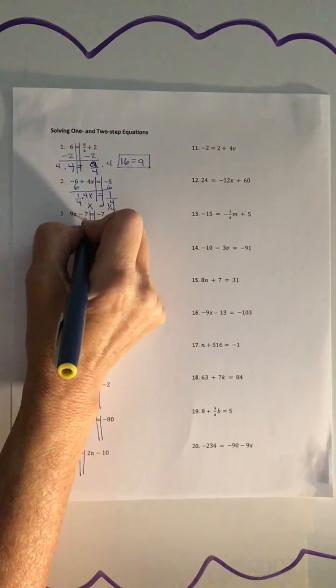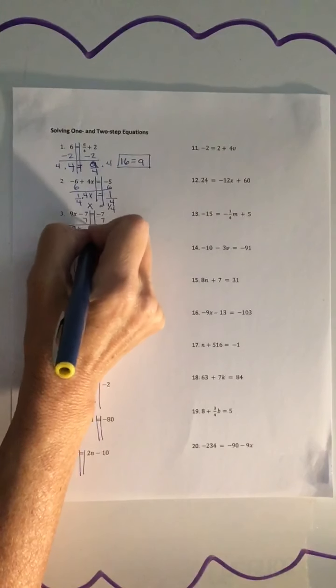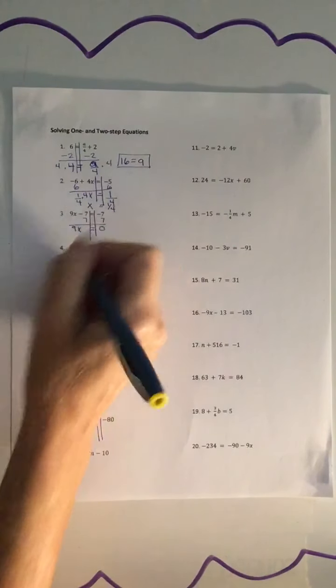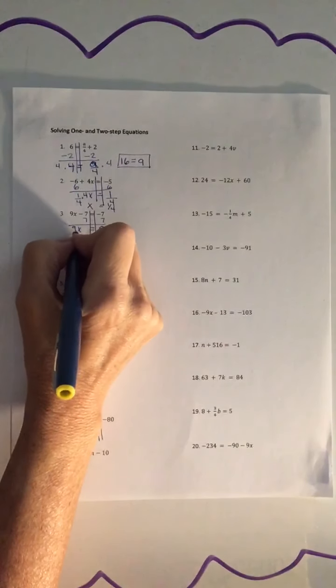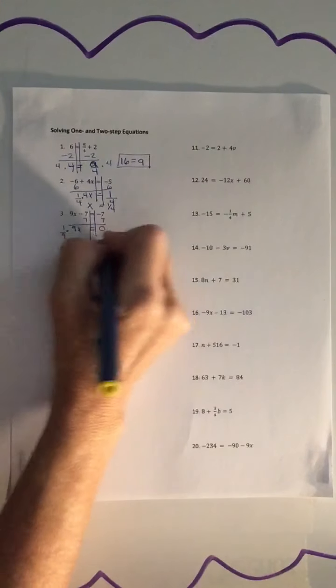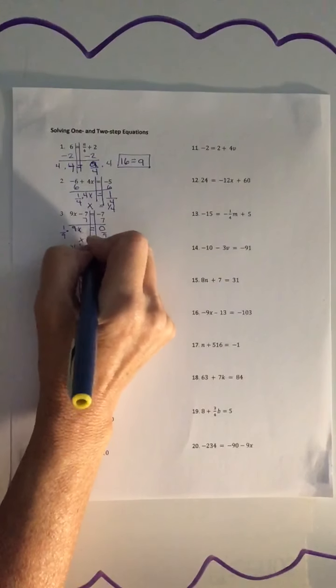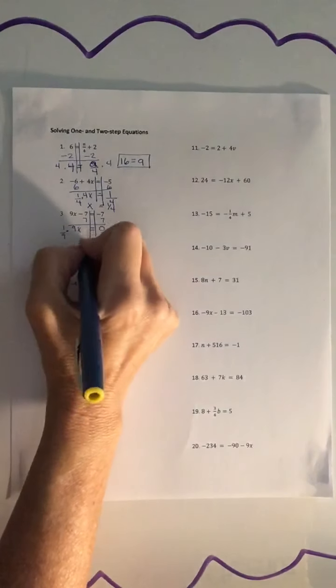We're going to add 7 to both sides, so that leaves us with 9x equals 0. We have to write the 0 since we don't have anything else on that side. The opposite of multiplying by 9 is multiplying by 1/9 or dividing by 9, so that will be 0 divided by 9 is 0.